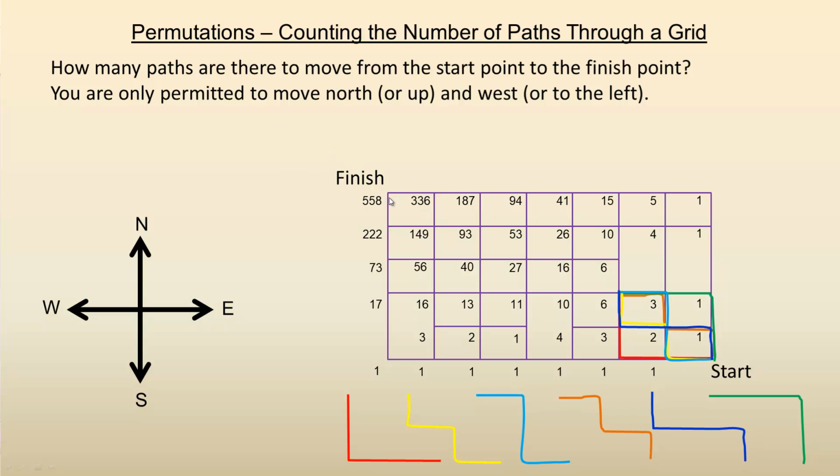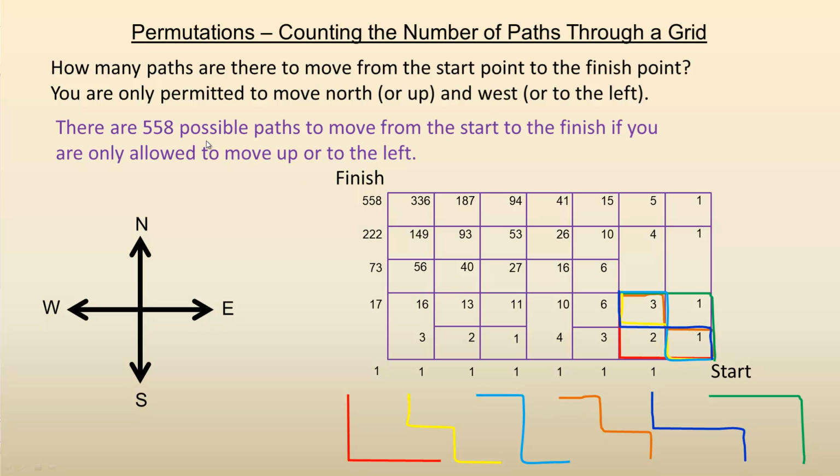So that means that there are 558 possible paths to move from the start to the finish if you're only allowed to move up and to the left. And that's the end of the tutorial.